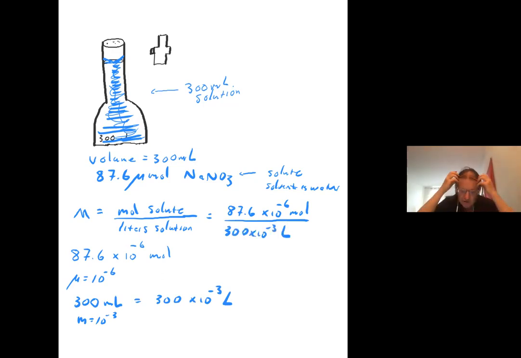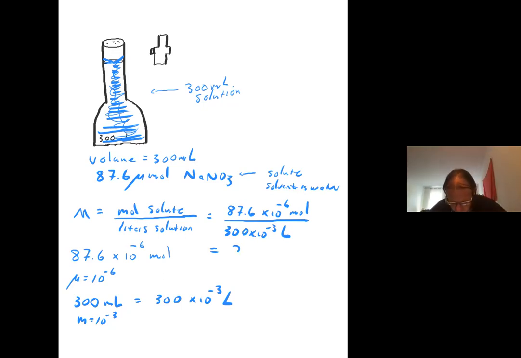And then if you want, you can play around with the powers of 10. You could cancel out 10 to the minus 3 from the numerator and the denominator, but you don't really need to do that because you can just plug these numbers right into your calculator. And that's actually pretty straightforward. So you just take your 87.6 times 10 to the minus 6, divide that by your 300 times 10 to the minus 3, and you get a pretty small number.